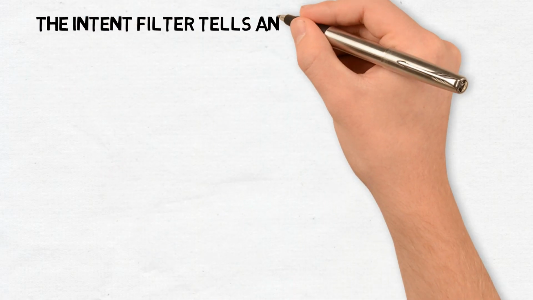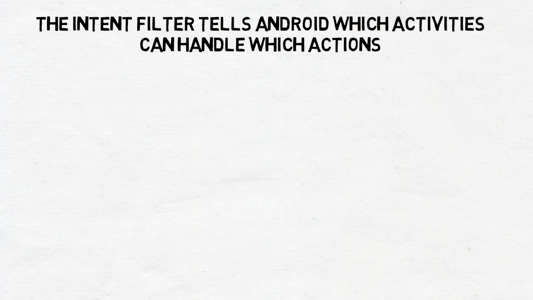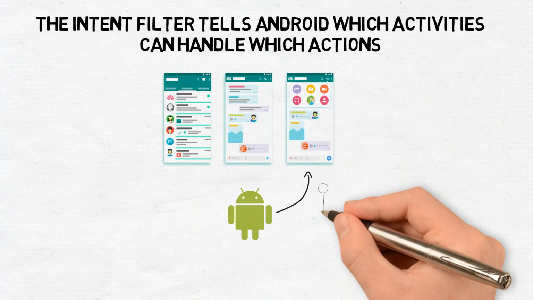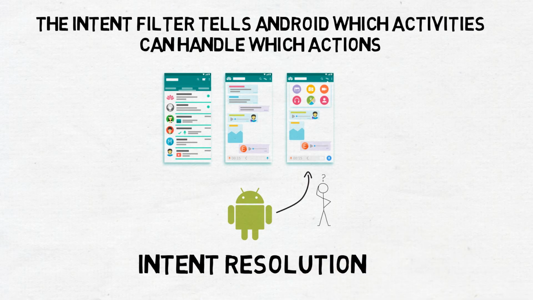The intent filter tells Android which activities can handle which actions. When Android is given an intent, it has to figure out which activity or activities are able to handle it. This process is known as intent resolution.